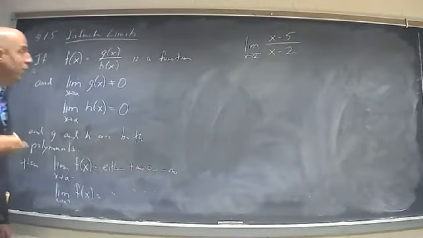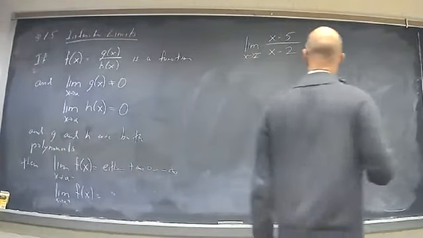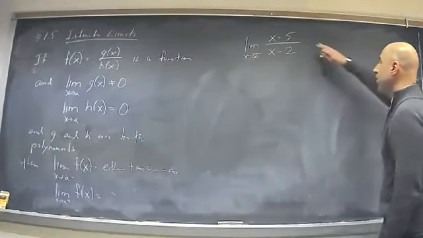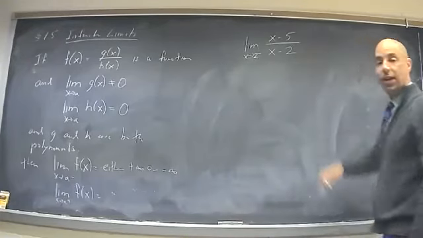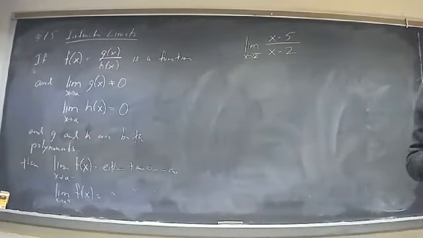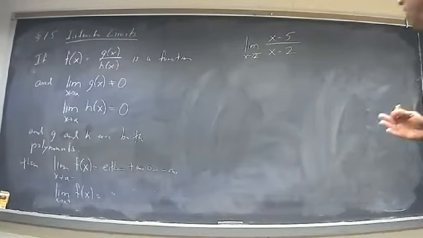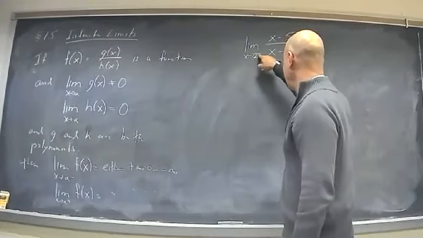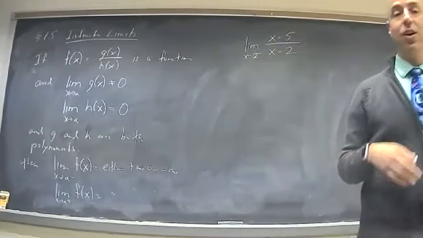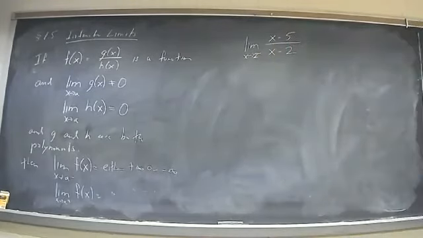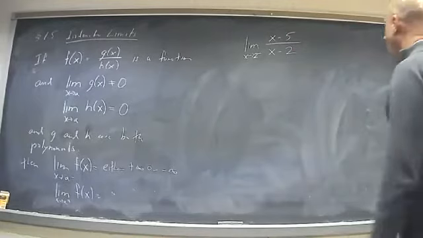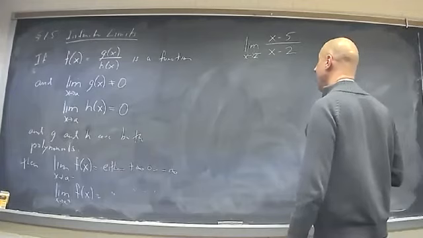Well, if we plug 2 in, we see that the top is not 0, but the bottom is 0. So right away, we know that this one-sided limit is either plus infinity or minus infinity. All we have to do is figure out which.